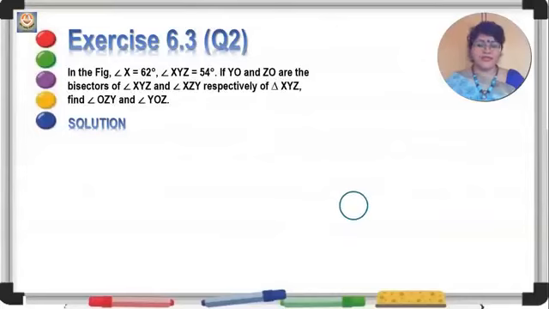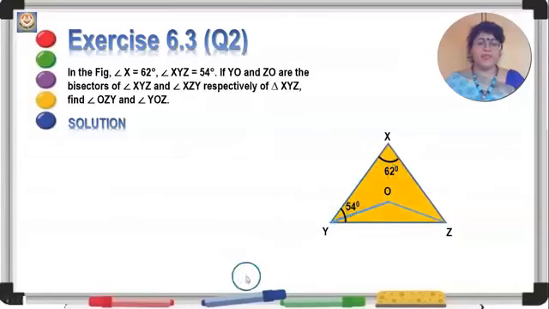In the figure, it is given that angle X is equal to 62 degree, measure angle Y is 54 degree, and YO and ZO are the angle bisectors of angle Y and angle Z respectively. You have to find out the measure of this angle, that is O, and the measure of angle YZO. Okay, now how do you solve this?